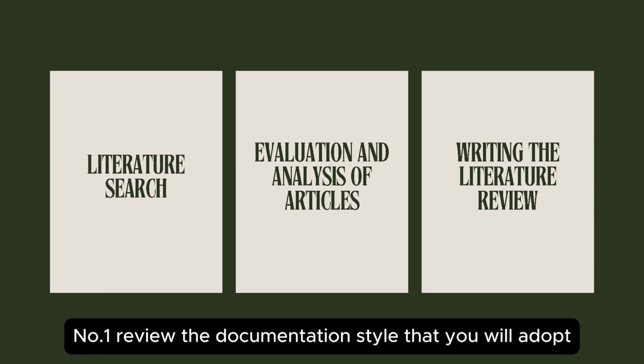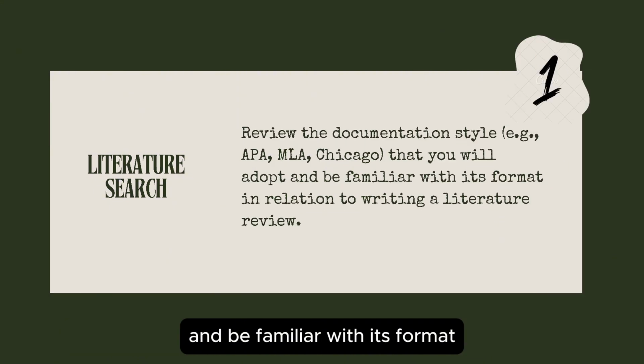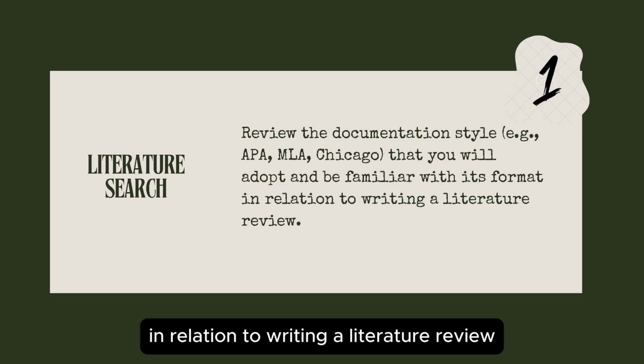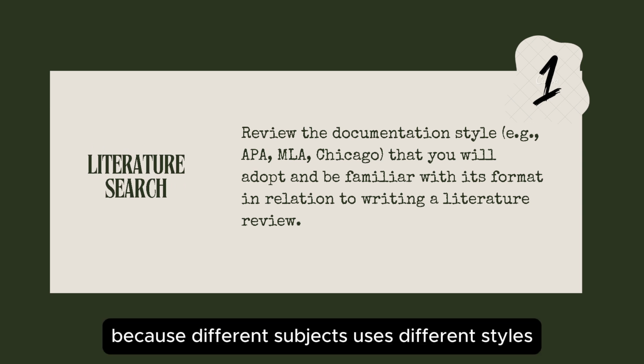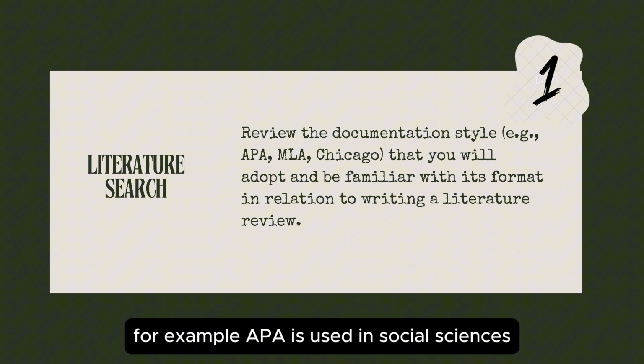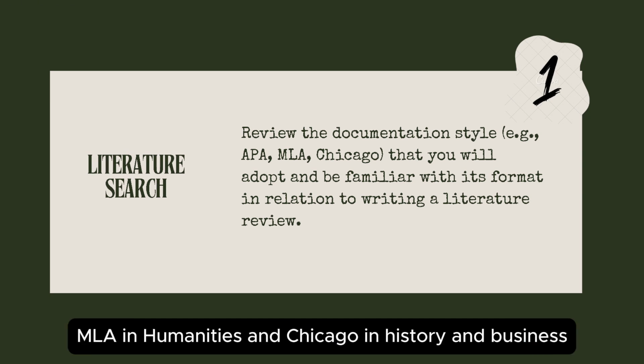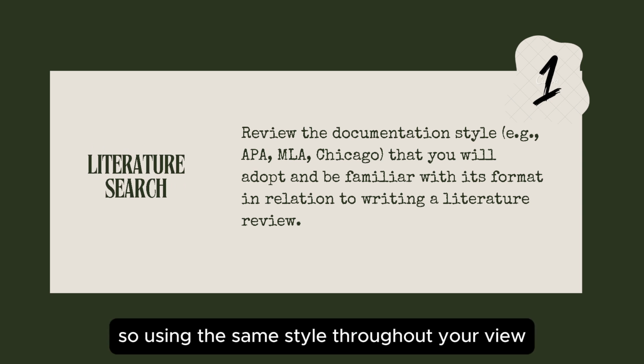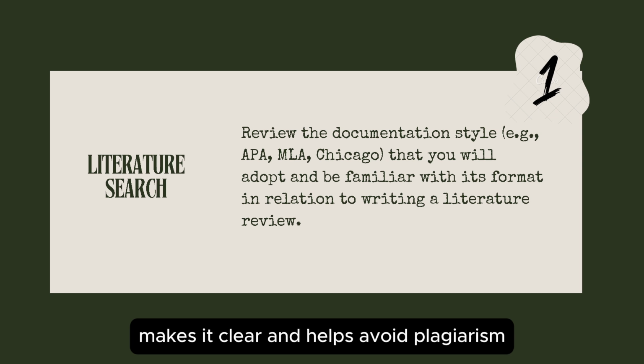Number 1. Review the documentation style that you will adopt and be familiar with its format in relation to writing a literature review, because different subjects use different styles. For example, APA is used in social sciences, MLA in humanities, and Chicago in history and business. So, using the same style throughout your review makes it clear and helps avoid plagiarism.